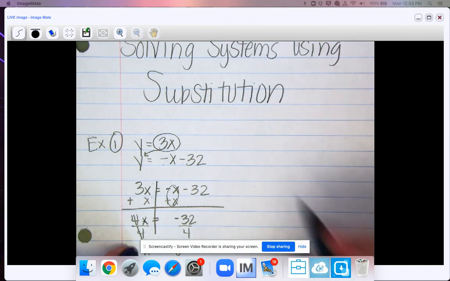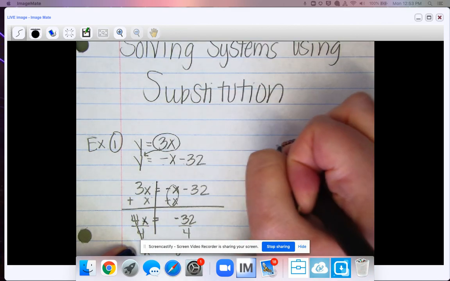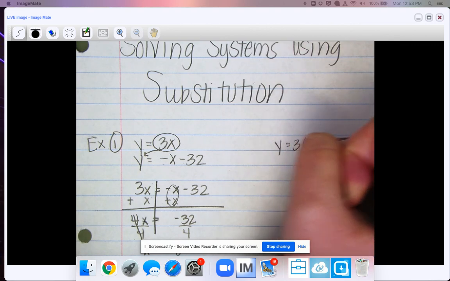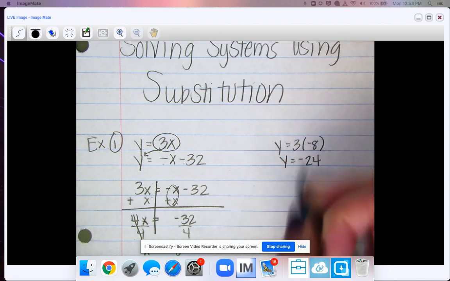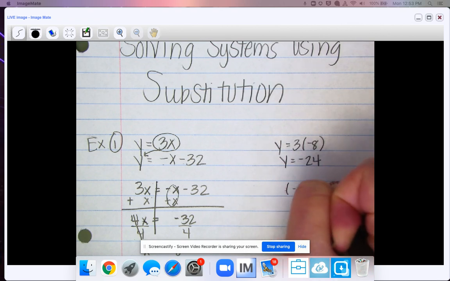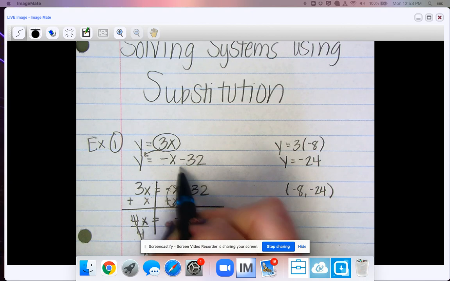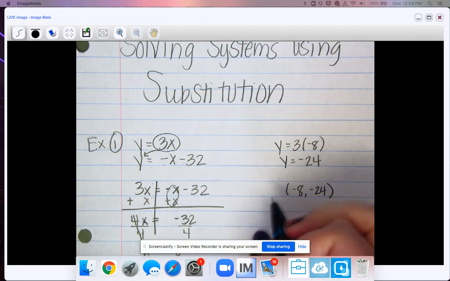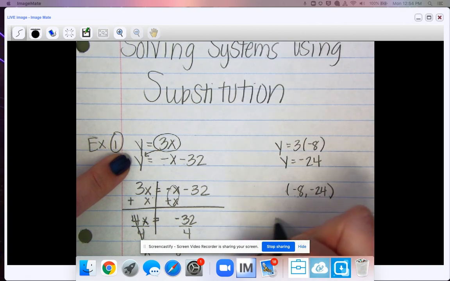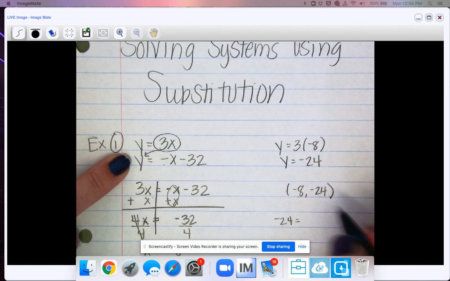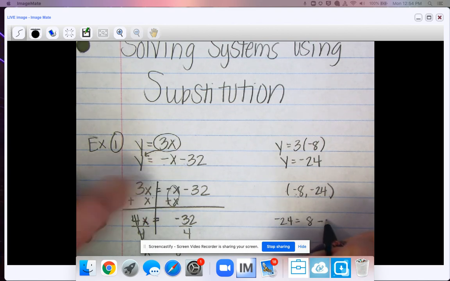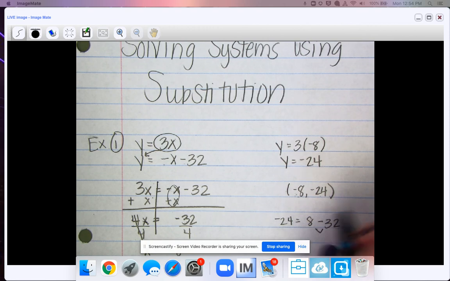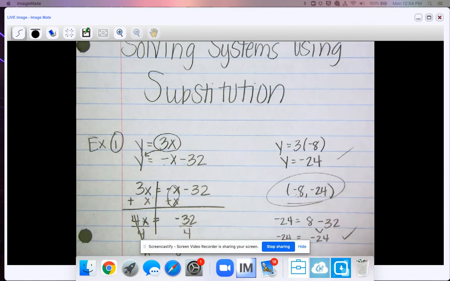So then I take that negative 8, and I'm going to plug it in here to figure out what my y is. So y is equal to 3x. So 3 times negative 8 gives me negative 24. So my solution is negative 8, negative 24. It's a good idea to also plug these values into that second equation to make sure it works for both. So y is negative 24. And then I have negative x, or the opposite of x. So the opposite of negative 8 would be 8, and then minus 32. And yes, indeed, 8 minus 32 is negative 24. So my solution does work in both of these equations.